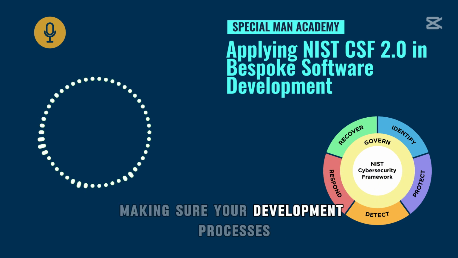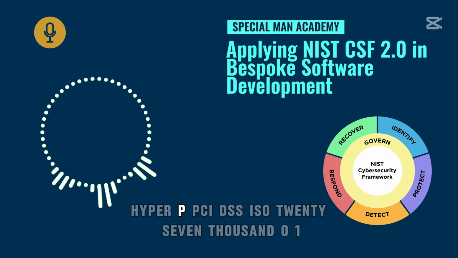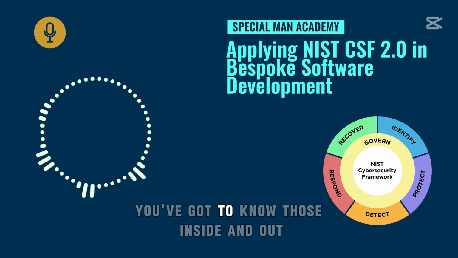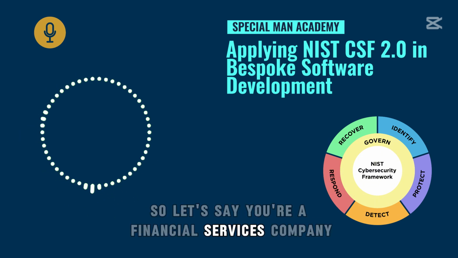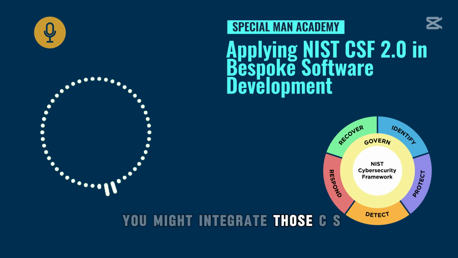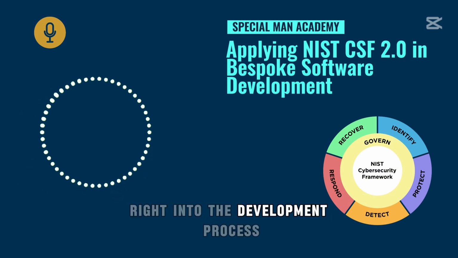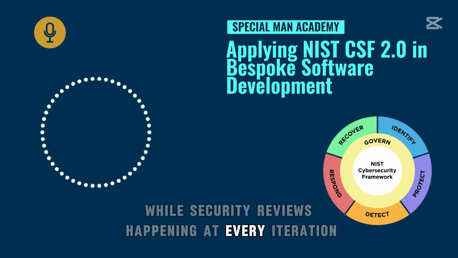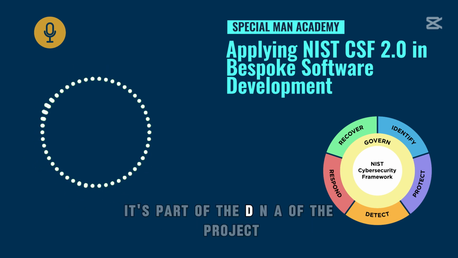And of course, making sure your development processes are aligned with relevant industry regulations. Absolutely. HIPAA, PCI DSS, ISO 27001, whatever applies to your clients. You've got to know those inside and out. And make sure you're meeting those requirements. Right. So let's say you're a financial services company and you're developing a custom banking app. Okay. You might integrate those CSF-aligned security policies right into your agile sprints. Right into the development process. With security reviews happening at every iteration. So security is baked in from day one. It's not an afterthought. It's part of the DNA of the project.